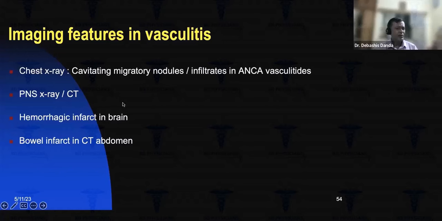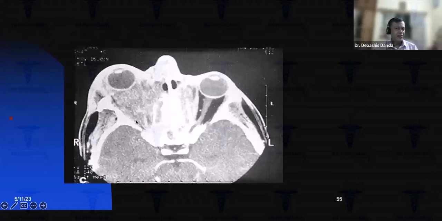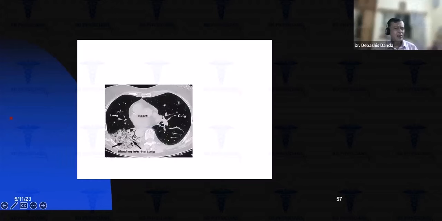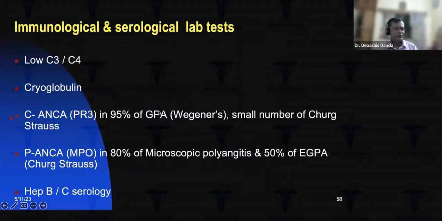Hemorrhagic infarct in the brain may be a suggestion of primary central nervous system vasculitis. And bowel infarction in the CT abdomen may also suggest features of a GI vasculitis. This is a retroorbital infiltrate seen in a patient with GPA, or Wegener's granulomatosis. This is a pulmonary hemorrhage, and the same thing is seen better in CT scan in GPA.